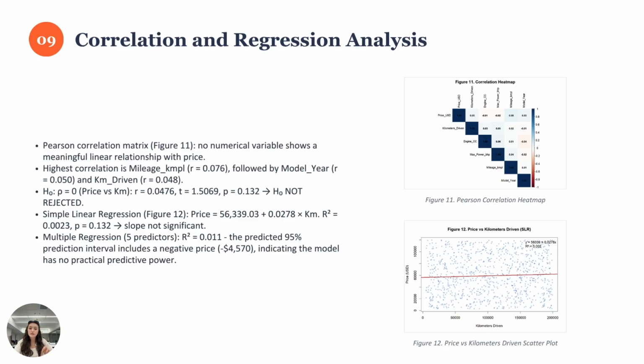In the scatter plot in figure 12, the regression line is almost flat with R-squared equals 0.0023. Even more, the multiple regression model with all predictors only got R-squared equals 0.011, with a prediction interval including a negative price of minus $4,570. Now I will hand over to Mehmet Emin for chi-square test, ANOVA, non-parametric tests, and our final results.